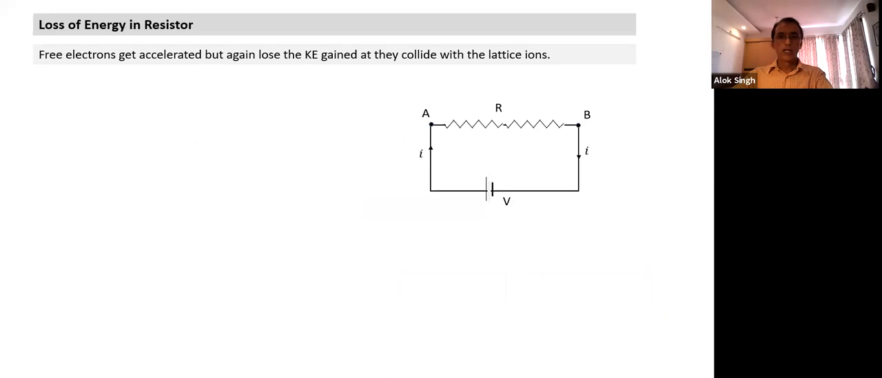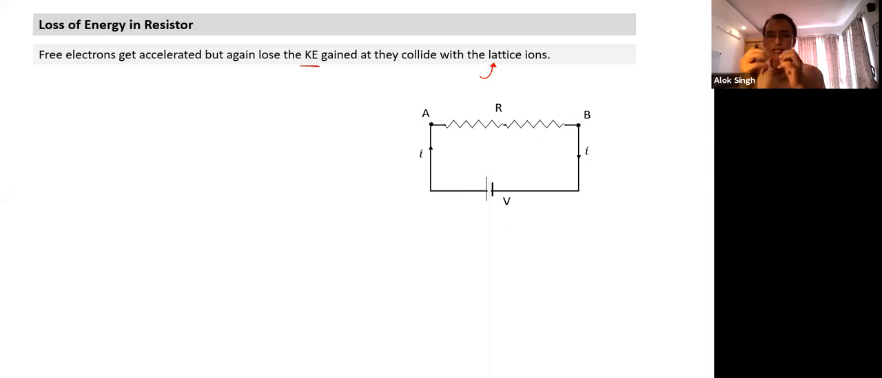Okay, let's see in this case. What happens to free electrons? We understand this in terms of free electrons. Because of the potential difference, free electrons get accelerated. Accelerated means they gain kinetic energy. But whatever kinetic energy they gain, when they collide with the lattice ion, what happens to it? They lose their entire kinetic energy in the collision. Where does the kinetic energy go when it collides with the lattice ion? The kinetic energy of the free electron gets transferred to the ion or the atom.